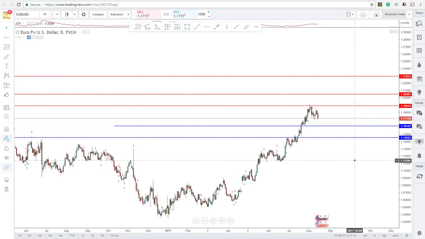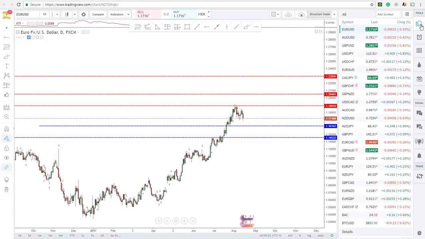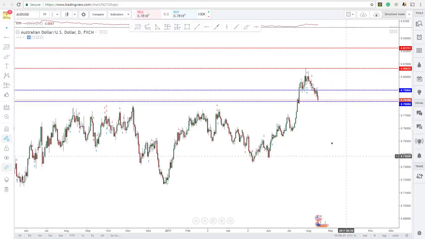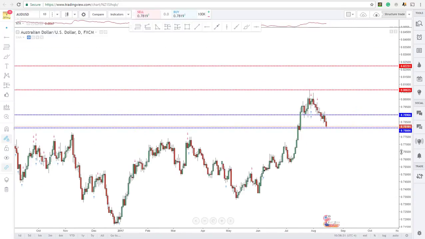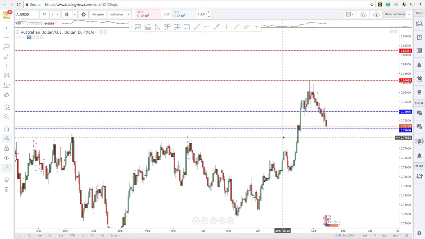Let's go ahead and move down one more pair and check out what could possibly happen next for the Aussie dollar based on this structure-based analysis. So here we are on the Aussie dollar chart, and as you can see, a similar thing happened last week here on this chart. Market pushed up into a major level of resistance, barely got touched there, and then pushed down.